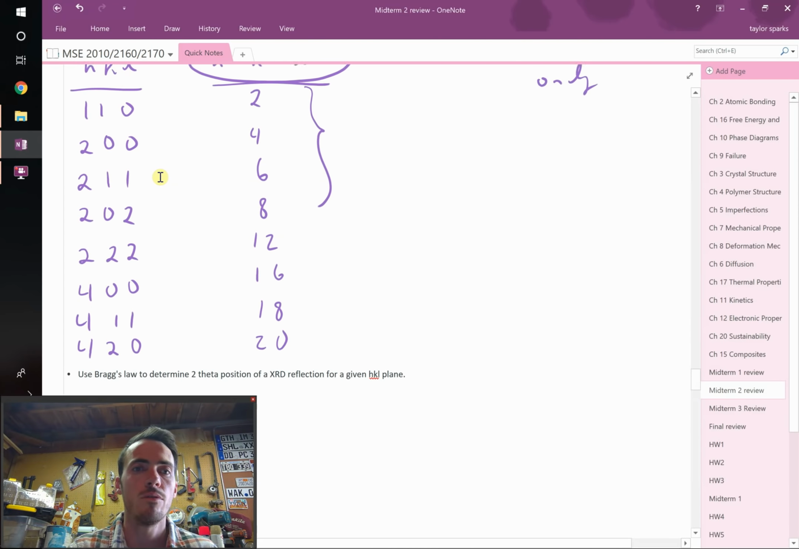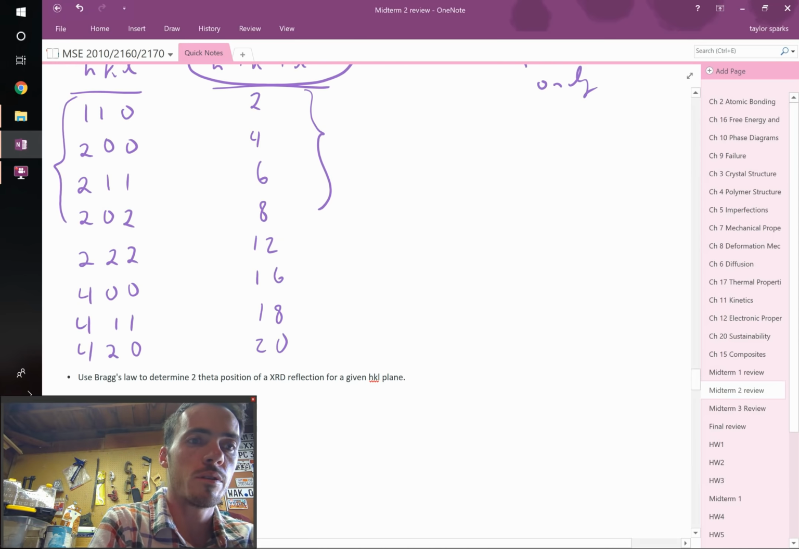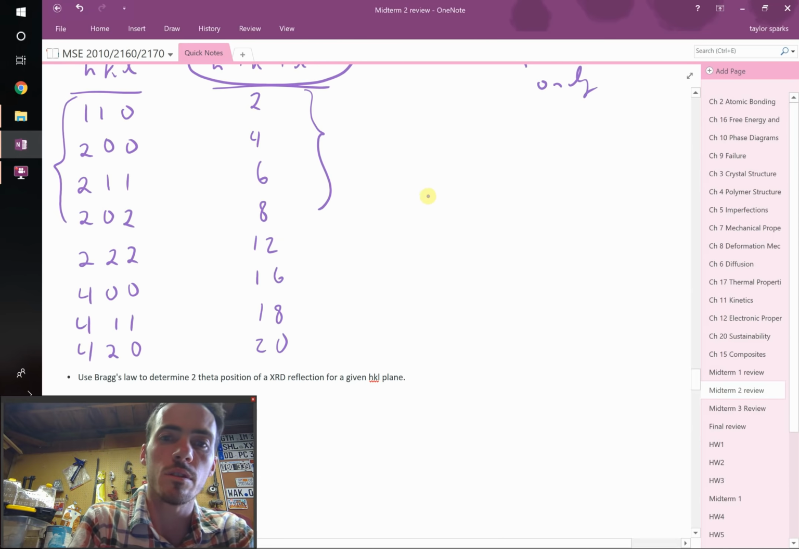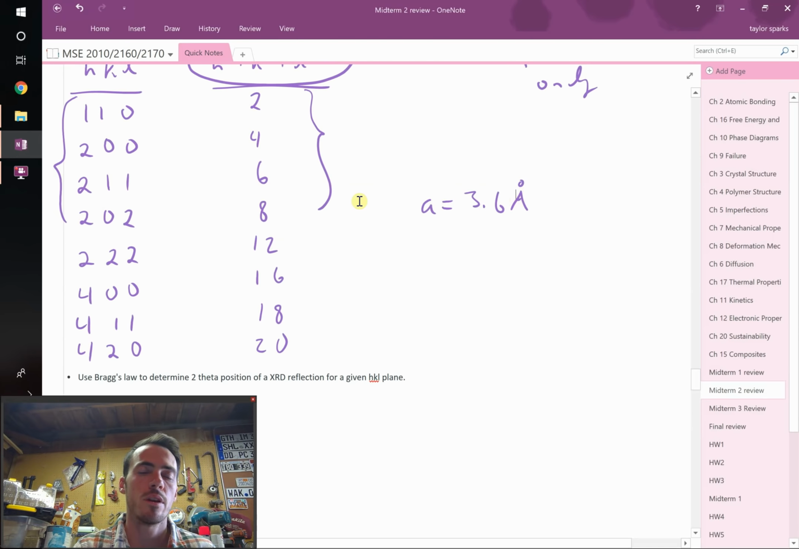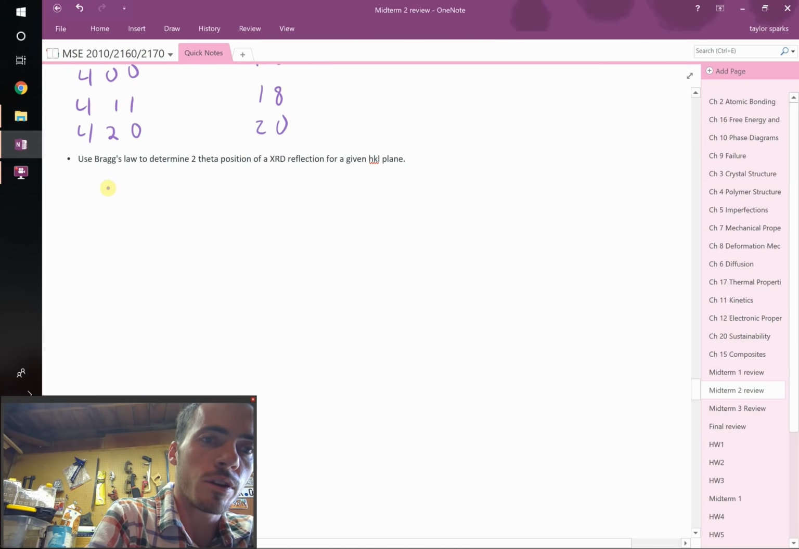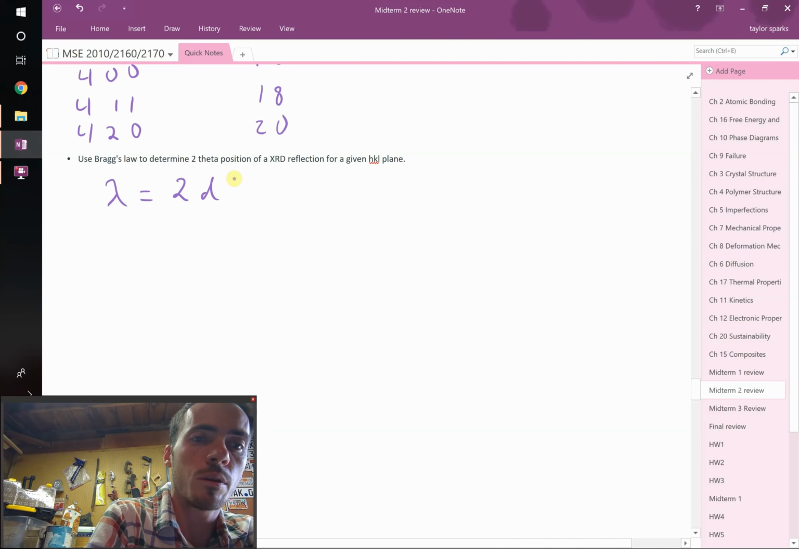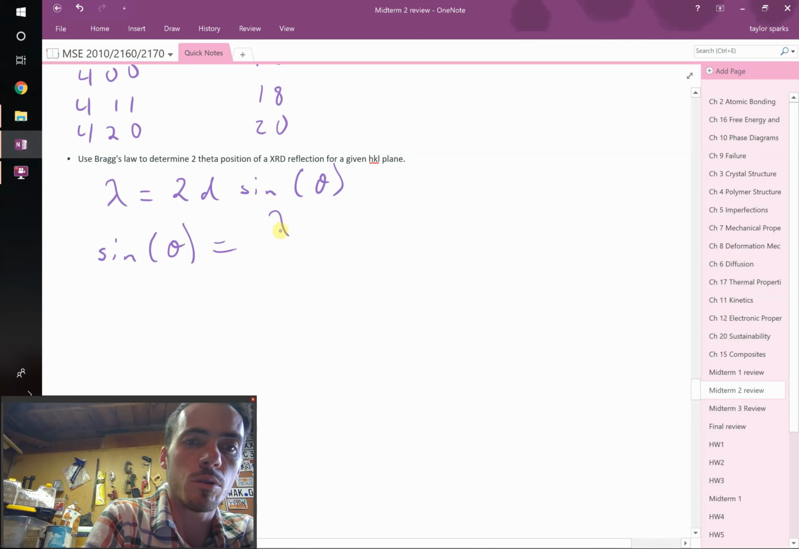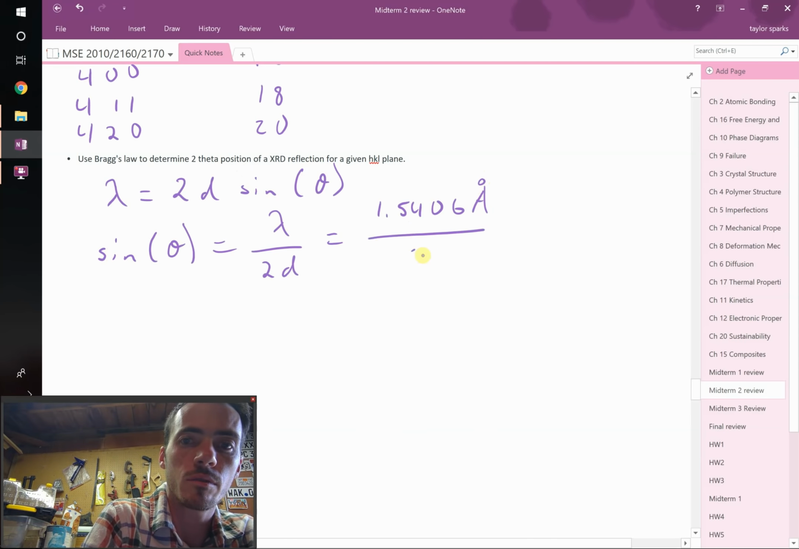Okay, use Bragg's law to determine the 2 theta position. So let's say that you figured out these 4, but now I want you to actually report the 2 theta value of those. Let's assume this is a cubic crystal system and the lattice parameter is equal to 3.6 angstroms. Then to figure out our diffraction, Bragg's law says that the wavelength is equal to 2 times the interplanar spacing multiplied by sine of theta, or in other words, sine of theta will equal lambda divided by 2d. Lambda, if it's copper radiation, is 1.5406 angstroms, divided by 2d.